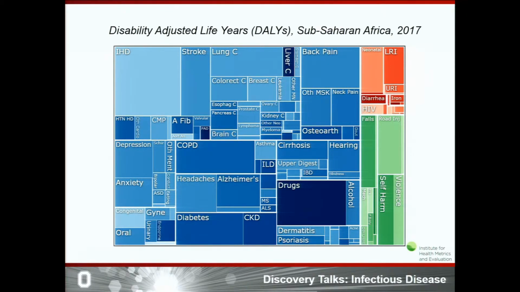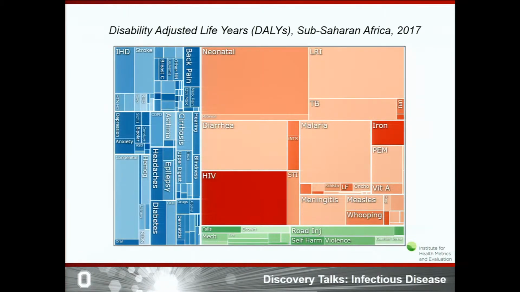The lighter colors indicate that these problems are going down and the burden of these diseases are going down. In the upper right-hand corner, you see the color red, and that represents communicable diseases such as HIV and lower respiratory infections. And in the lower right-hand corner, the green represents injuries such as motor vehicle accidents and self-harm such as suicide. So the disability-adjusted life years are the years of life lost for individuals living in the United States.